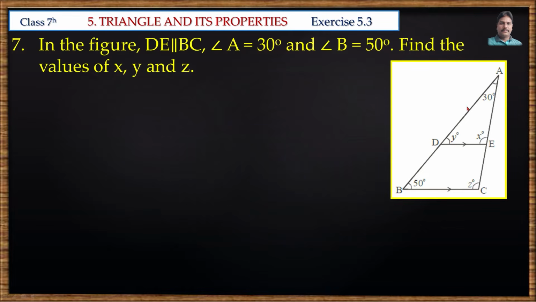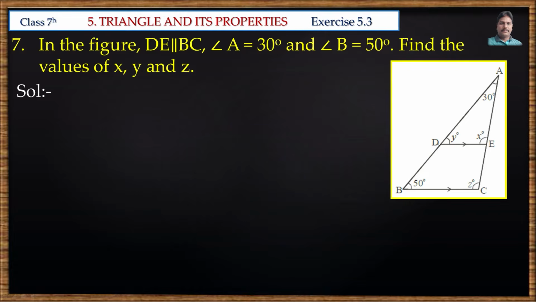Here triangle ABC is there. This is DE and this is BC, both are parallel. Here angle A is 30 degrees and angle B is 50 degrees. We have to find this x value, y value and z value. Let us solve this problem.